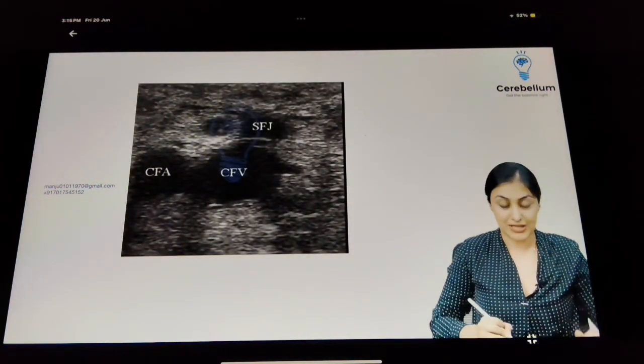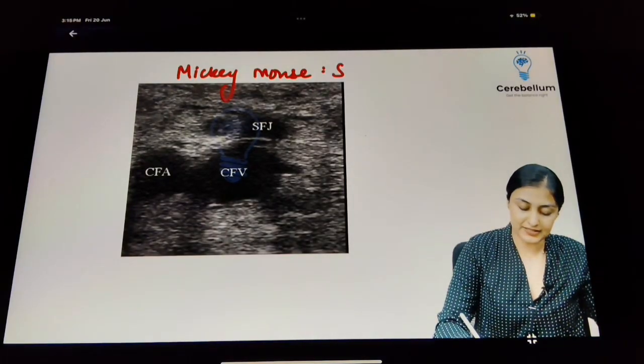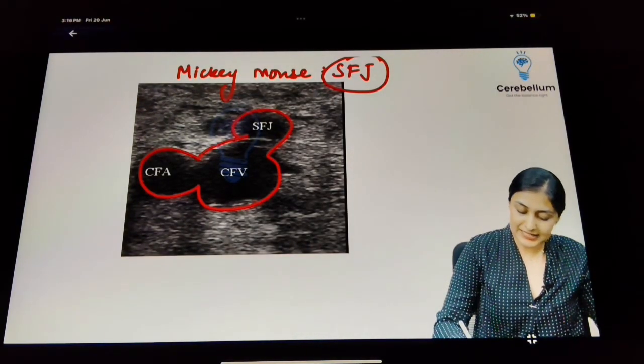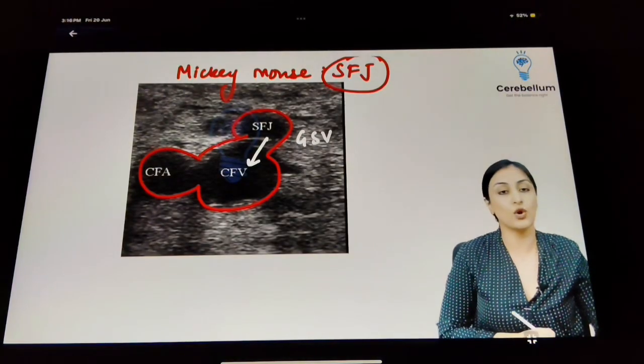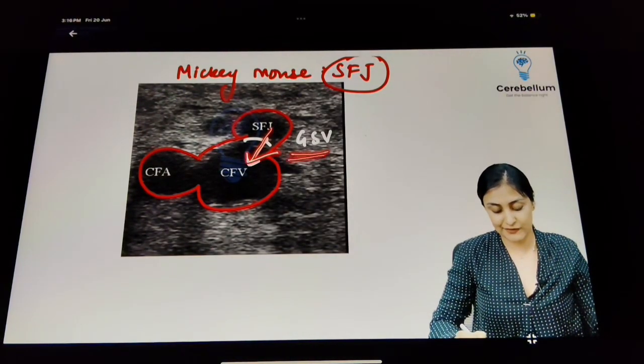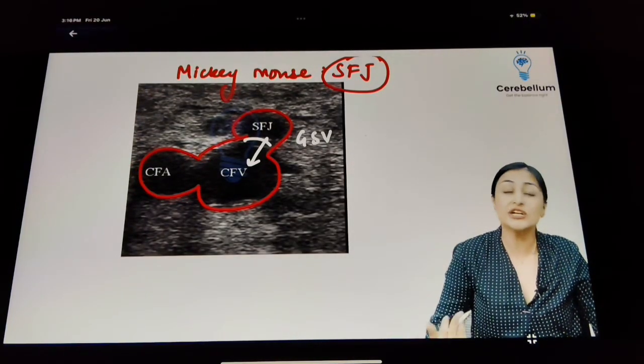What is this here? You can see that this is the Mickey Mouse sign. This Mickey Mouse sign is what is seen at the saphenofemoral junction. Saphenofemoral junction is the junction where the great saphenous vein enters the common femoral vein, and this is where we have a valve. So the normal direction is this, where the great saphenous vein enters the common femoral vein, and this is my artery here. We already said that I can comment on the direction using Doppler.